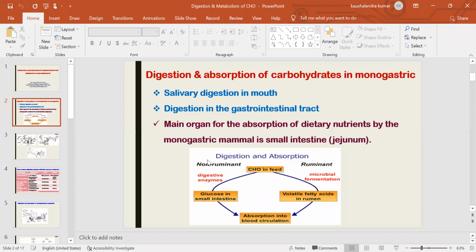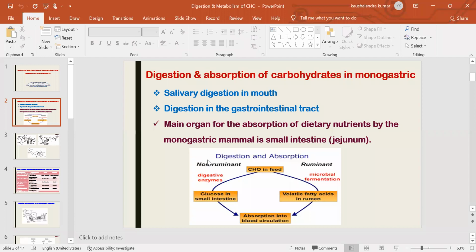During the mixing with saliva, saliva also contains several enzymes, and you know about the alpha amylase, also known as ptyalin. In humans we have ptyalin secretion, and that will help in the digestion of starch. Now we are talking about monogastric species like poultry.